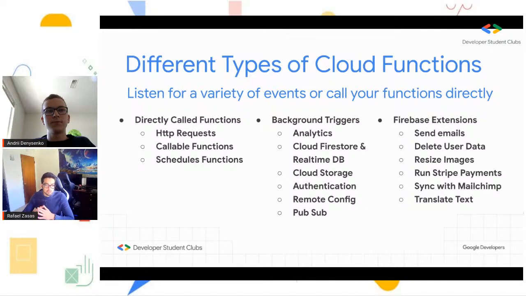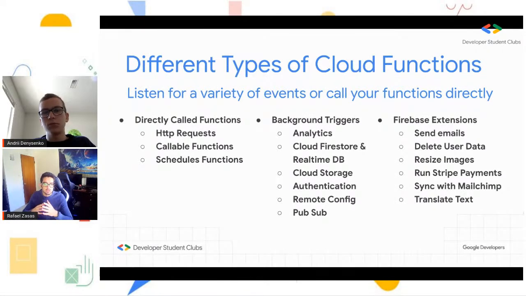You can also listen to triggers on your Cloud Firestore, and Andrew showed that example when we added an item to the inventory. The same is true for cloud storage, the real-time database, or authentication. There's a lot of built-in ties that you can use when users authenticate. And then the last two for the background triggers are remote config and Pub/Sub. We're not going to talk about those predominantly today, but hopefully next week we'll get into that.